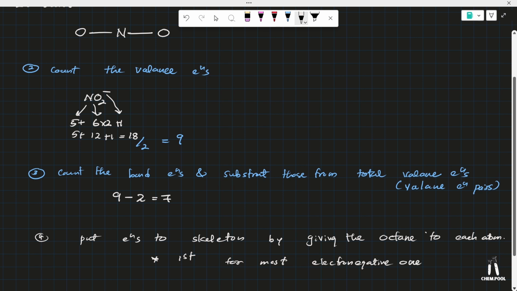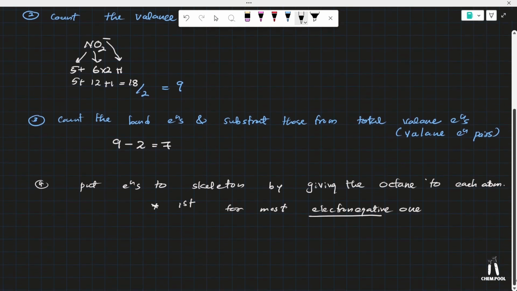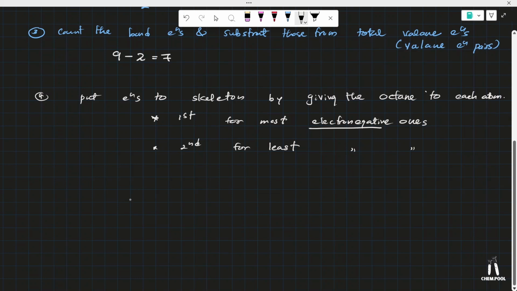If you don't know what means electronegativity, go to the link at the description and learn about that. We already made the video for electronegativity, right? Then second for least electronegative ones, right? Then here we know what my structure is now: nitrogen, oxygen, oxygen. Oxygen is more electronegative than nitrogen. Now I have 7 electron pairs.